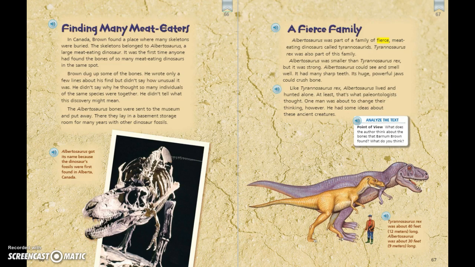Take a closer look. How does the illustration of the Albertosaurus and T-Rex on page 67 reflect the dinosaurs' similarities and differences like you read in the text?